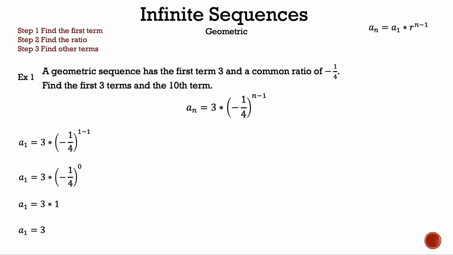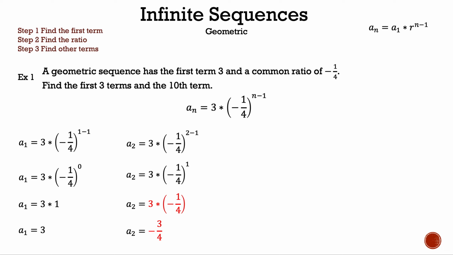Now, let's move on to a sub 2, or the second term. We have a sub 2 is equal to 3 times negative 1/4 raised to the power of 2 minus 1, and 2 minus 1 is 1, and negative 1/4 raised to the power of 1 is negative 1/4, and 3 times negative 1/4 is negative 3/4. So a sub 2 is equal to negative 3/4.